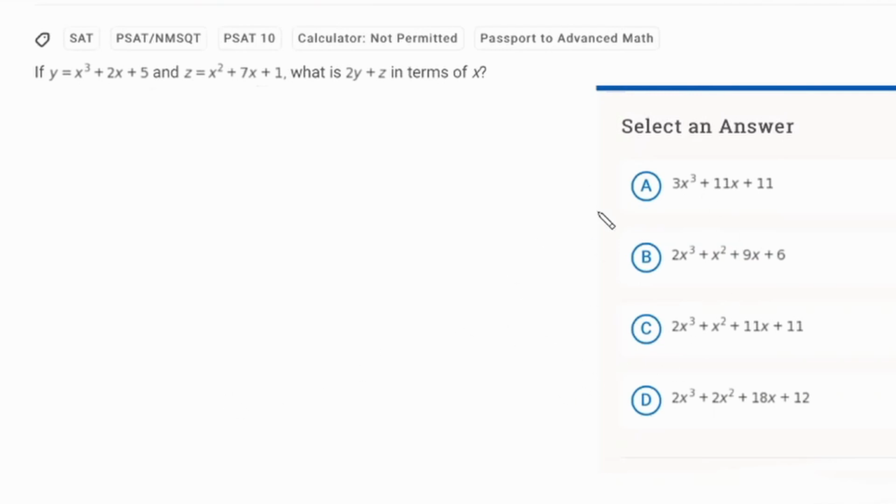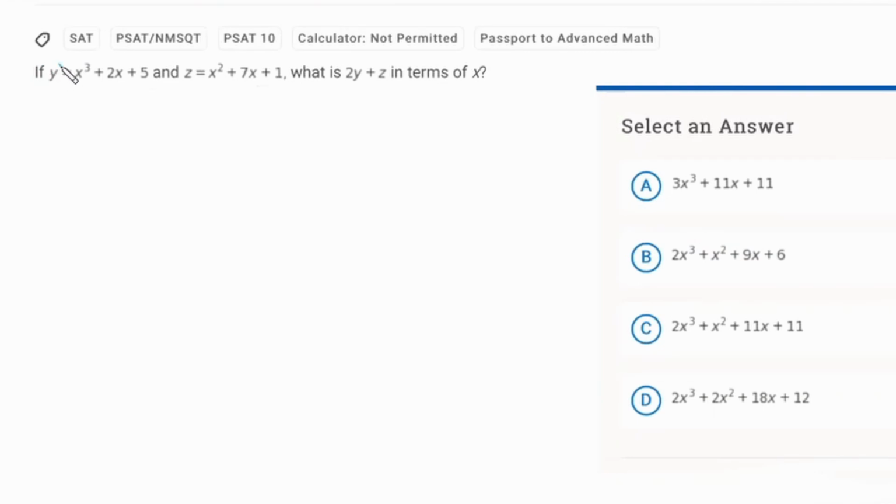Now, of course, sometimes you will have to solve the entire problem and the answer choice won't become clear until it's all done, but other times you can just solve part of it and get the correct answer. So let's take this problem for example. If y is equal to x cubed plus 2x plus 5, and z is equal to x squared plus 7x plus 1, what is 2y plus z in terms of x?